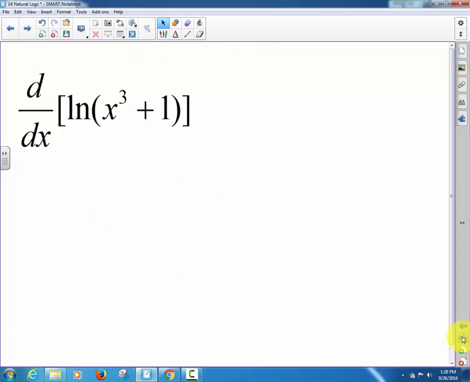ln of x cubed plus 1. Take a moment, see what you can come up with for a solution there. Then we'll discuss it. The derivative of ln is 1 over the argument times the derivative of the argument.